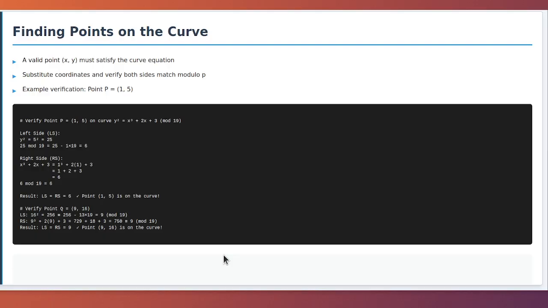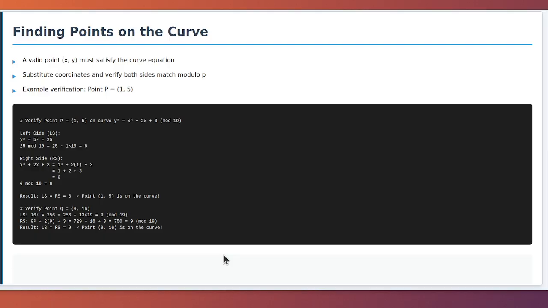Specifically, between 0 and 18 for our case, where p equals 19. And these coordinates must satisfy our curve equation when we substitute them in. Let's verify that the point (1, 5) is on our curve. We substitute x equals 1 and y equals 5 into our equation: y squared equals x cubed plus 2x plus 3, all modulo 19.